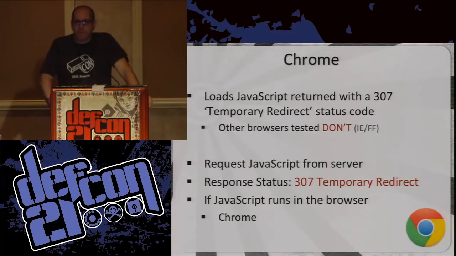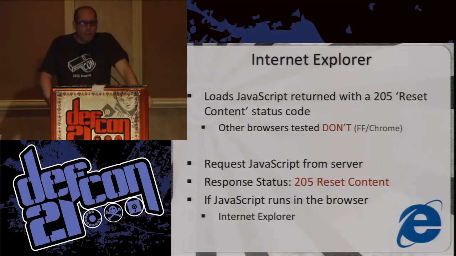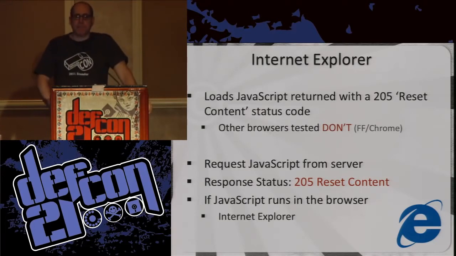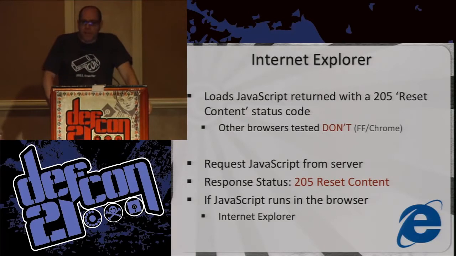Simple as that. Okay? With Chrome as well, it loads JavaScript returned with a 307 temporary redirect without a location header, but the other browsers don't. So again, we can do the same kind of thing, and we can do some fingerprinting. And with IE, it loads JavaScript returned with a reset content status code, and nothing else does. So if we can add all that stuff together, you can get a nice way of fingerprinting the main browsers without even bothering to look at the location header. Or you can use the user agent header and then specifically say, well, I'm going to check that by seeing how your browser really works.